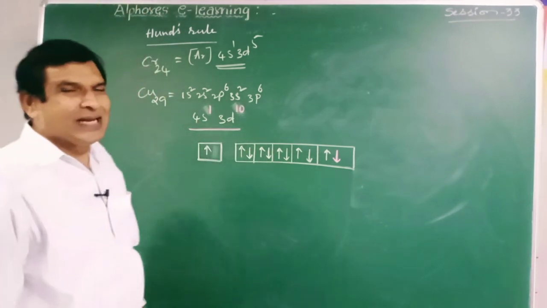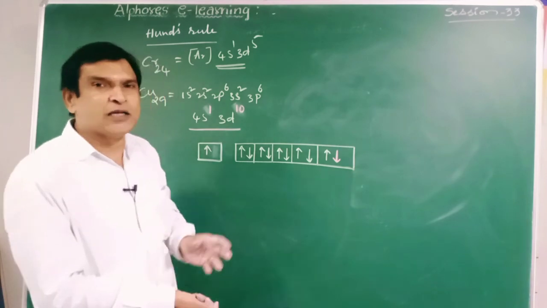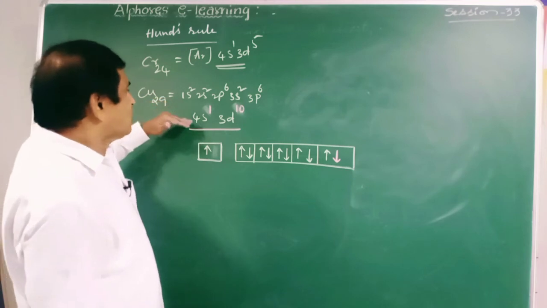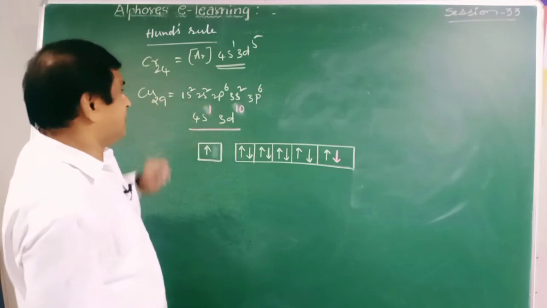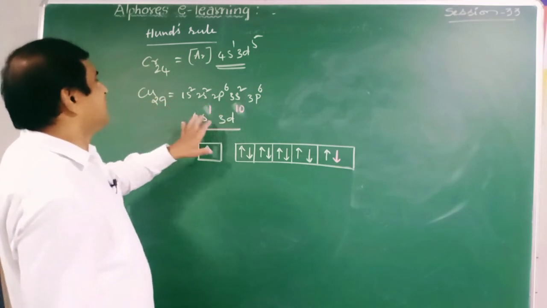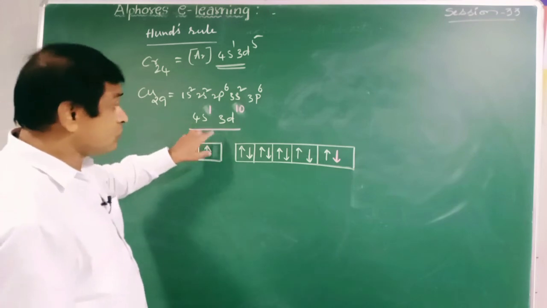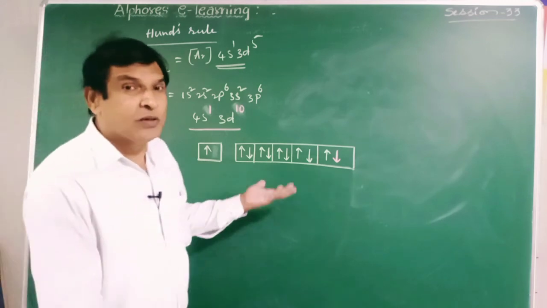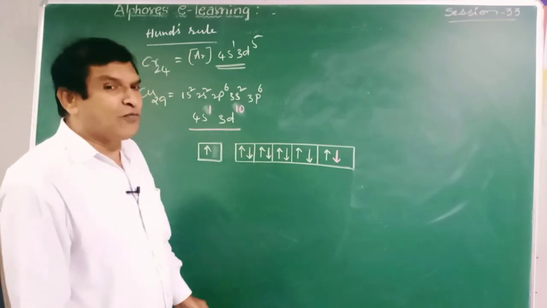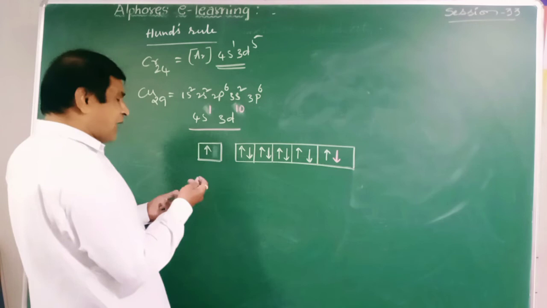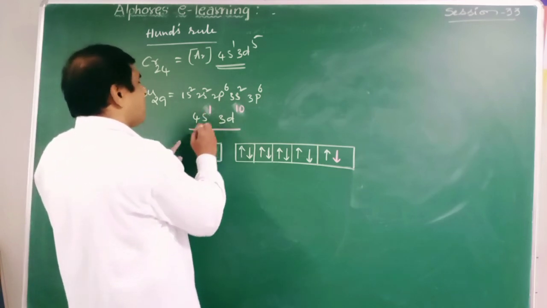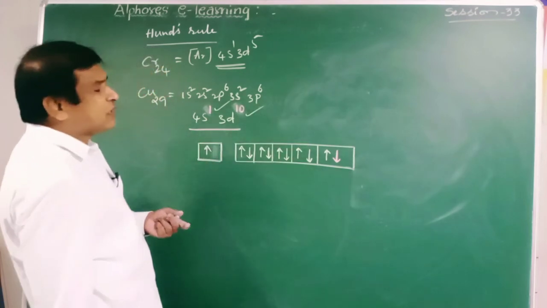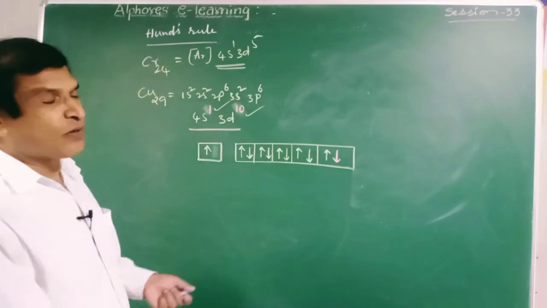What is the electron configuration of copper, atomic number 29? Always we should say that the outermost shell is 4s1 3d10. That is the stable configuration of copper. It shows deviation from the normal configuration because of extra stability. Always remember, the extra stable configuration of copper is 4s1 3d10.